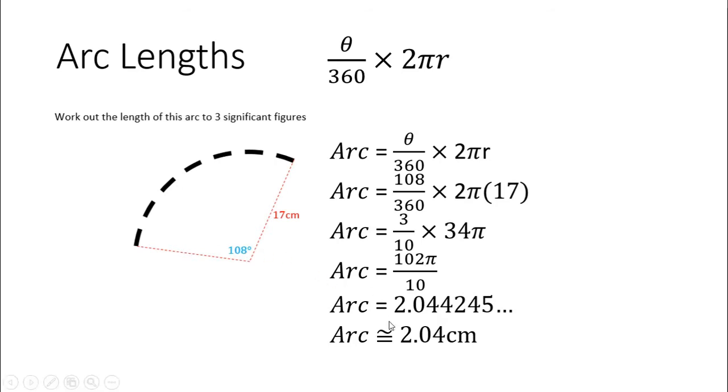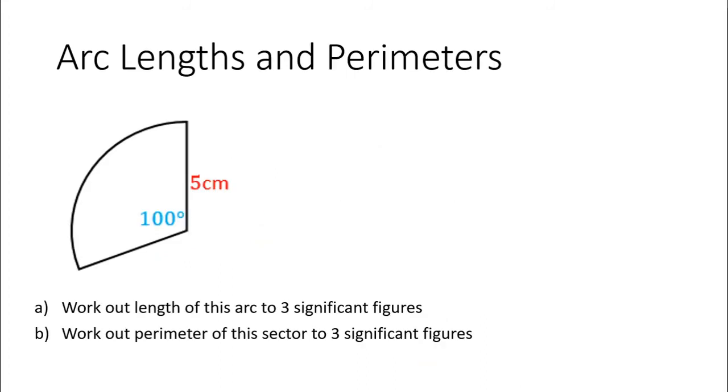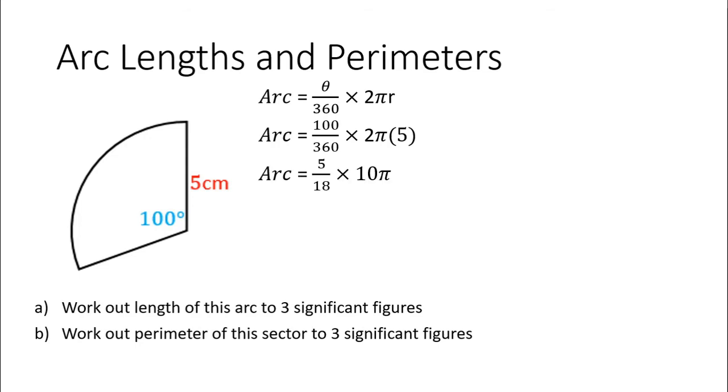And I hope you're familiar with this symbol now. That means my answer is not exact, it's been rounded. It's approximately 2.04 centimeters. For this question, we're going to work out the arc length and the perimeter of the full sector. Starting with the arc length being a fraction of the circumference, we know the angle at the center is 100 degrees, and we know that the radius is 5. So we'll substitute those in, and we'll simplify that as much as we can.